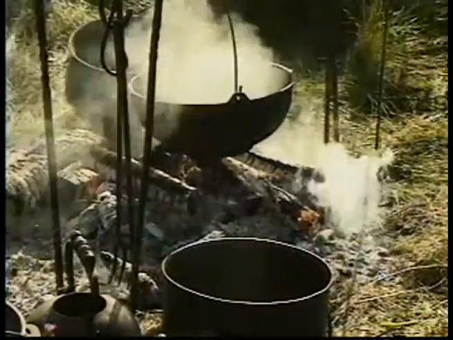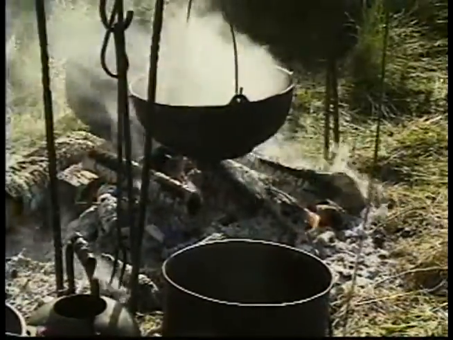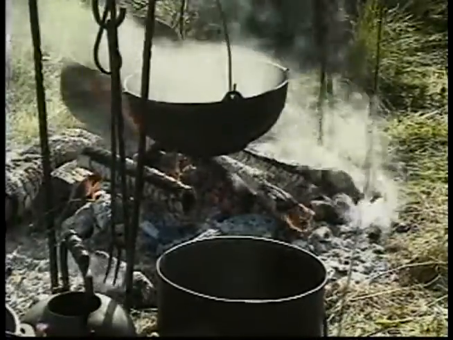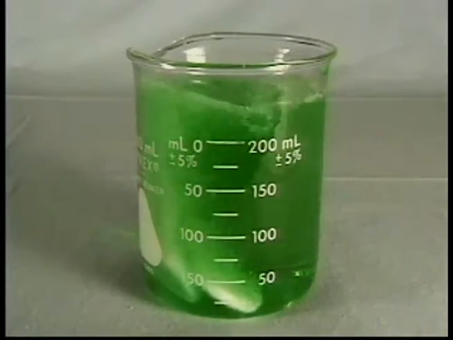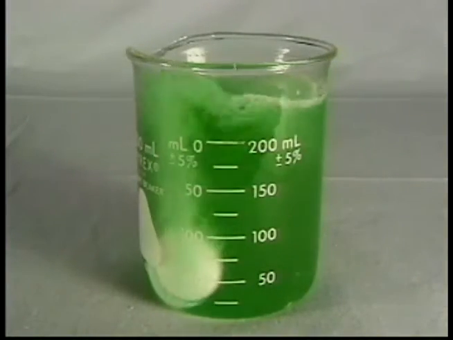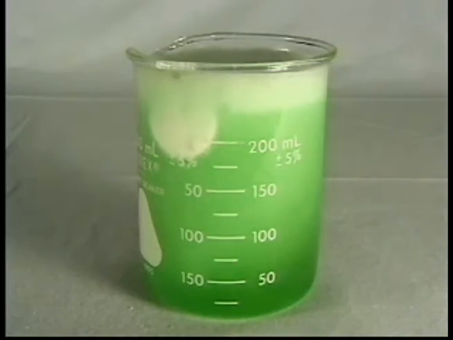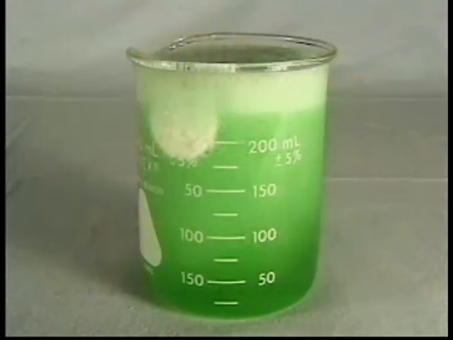In chemical reactions, the overall mass of the substances reacting does not increase or decrease. The changes that occur in a reaction involve the rearrangement of atoms, not the destruction or production of matter. This is expressed in the law of the conservation of mass, which states that mass cannot be lost or gained in a chemical reaction.